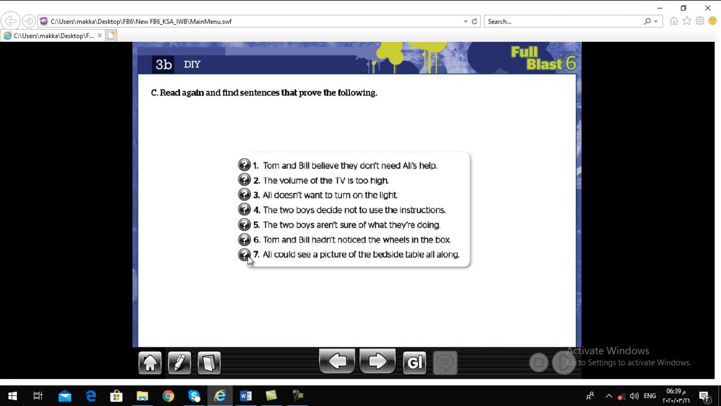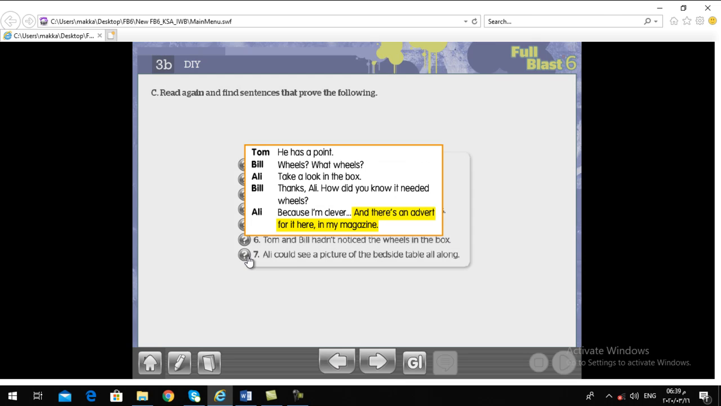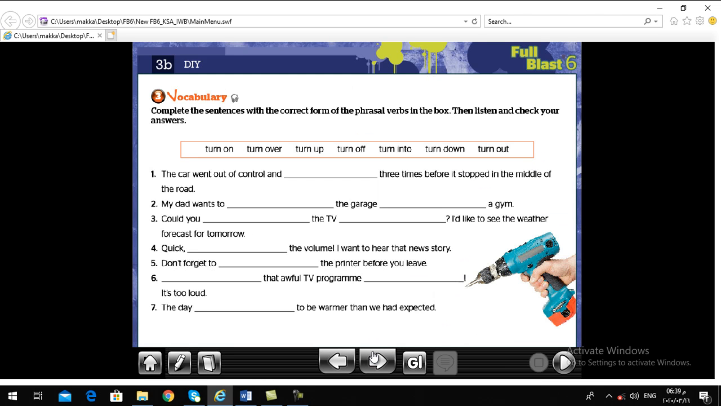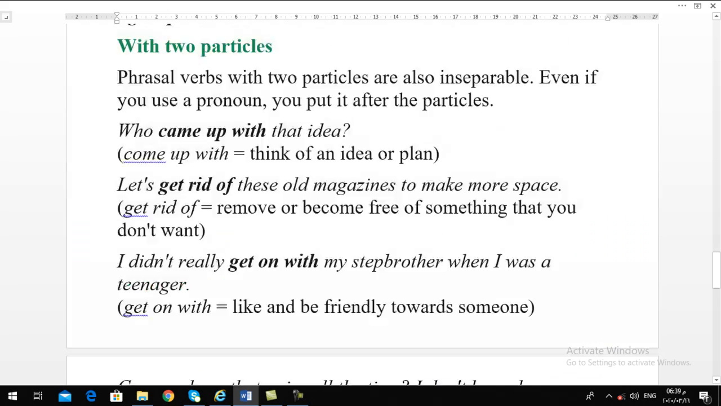Ali could see a picture of the bedside table all along. And there's an advert for it here in my magazine. Okay. Before we do this exercise, let's discuss some points concerning the phrasal verbs.